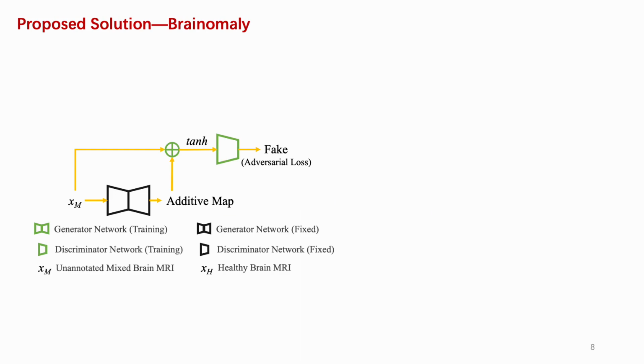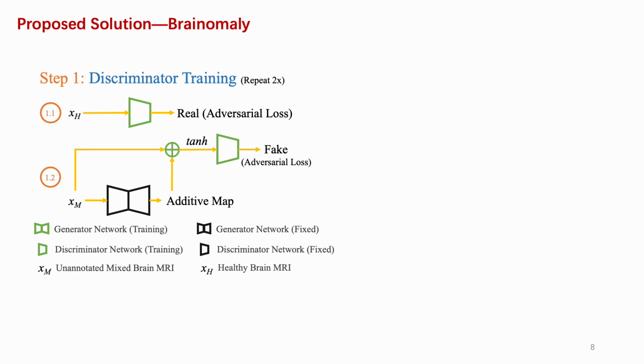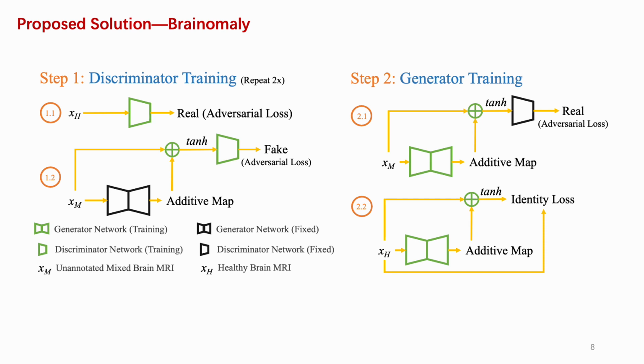In our proposed Brainomaly method, instead of generating the healthy image, we generate an additive map that identifies which voxels in the input MRI need to be changed by how much to make the brain look healthy. Then the final healthy brain's MRI is generated by adding an additive map with the input MRI followed by a tanh activation. We include the standard loss functions from the image-to-image literature except the cycle consistency loss and follow the standard training method.